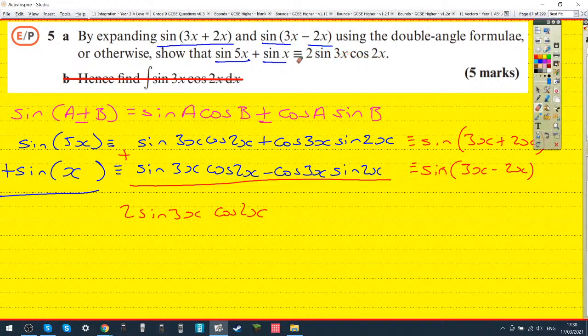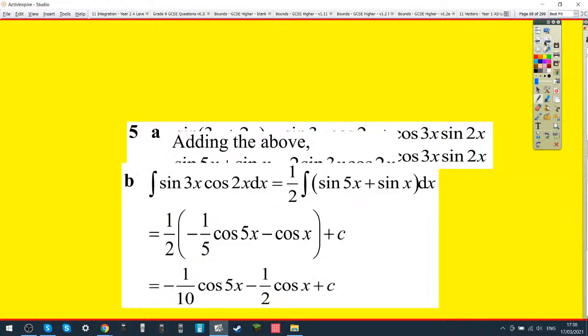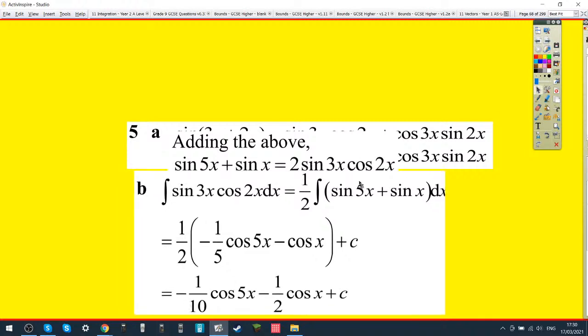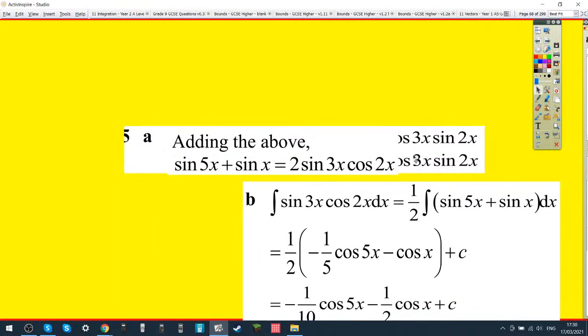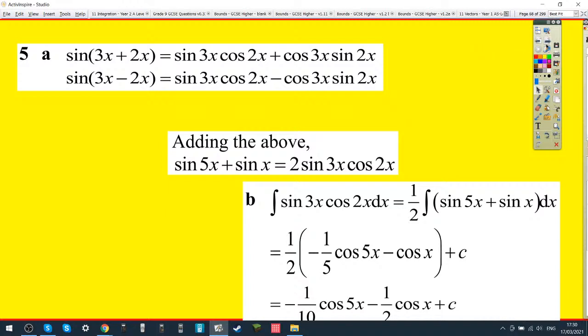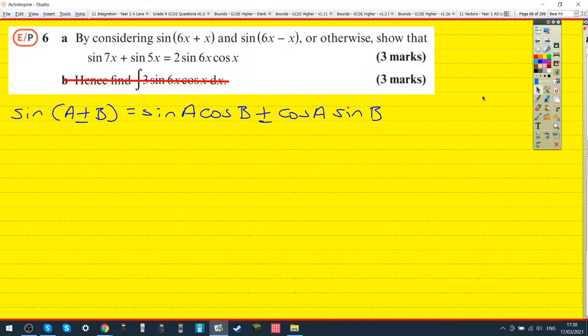Yeah, that identity thing, it's like, you know, expanding brackets. It's not an equation to be solved. They're just identical. That's all there is to it. Sine 5x can be written as sine something plus something. Sine 1x can be written as sine something minus something. And it's quite a common thing that they do. Any questions about that? No. Right. Okay.